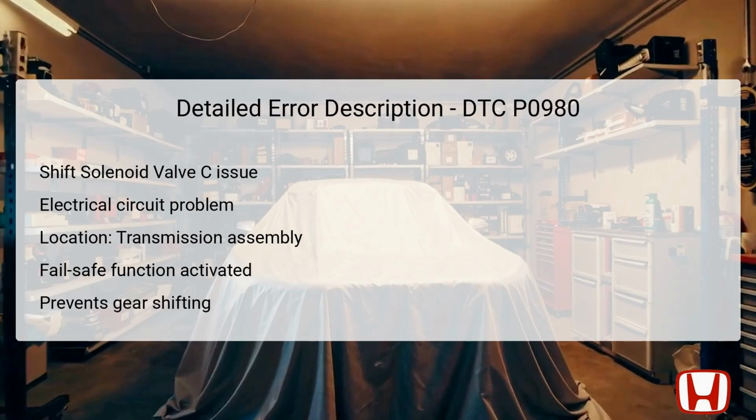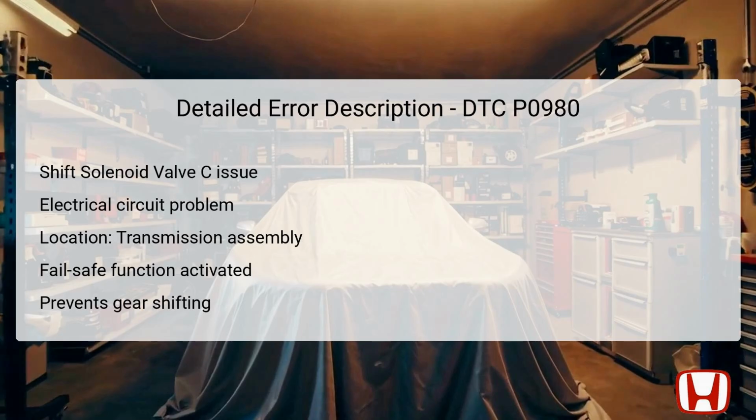The DTC P0980 signifies an issue with the Shift Solenoid Valve C, which plays a critical role in controlling the transmission's shifting functions. Specifically, this solenoid regulates fluid flow to engage and disengage gears in the automatic transmission, directly affecting its performance. The solenoid is typically located within the transmission assembly and operates via electric signals from the powertrain control module, PCM.